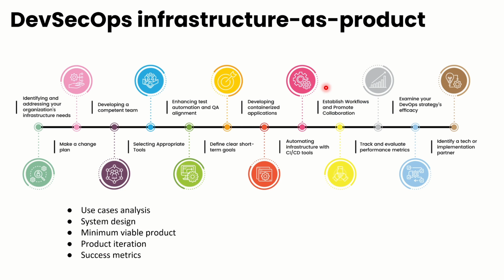So DevSecOps infrastructure as product. From the left to right, you can see that you need to identify and address the organization's infrastructure needs. Then you make a change plan. You develop a team, so you have a plan to make a change, right? So you have to create this team to work on this plan.